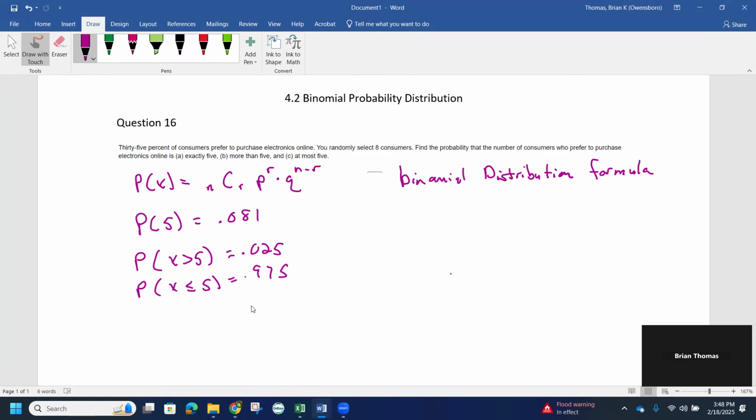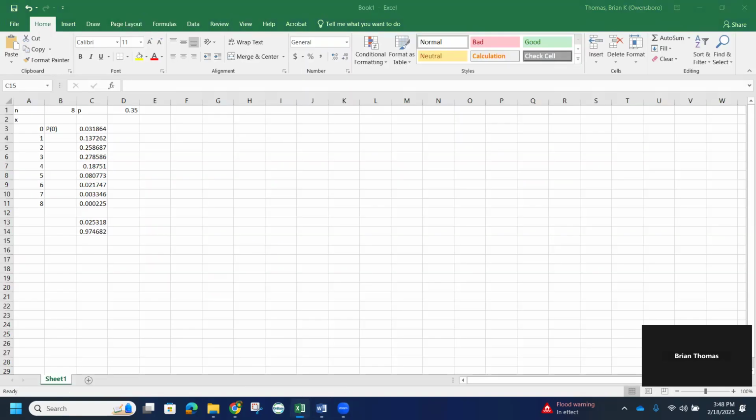So what this is saying is, since there's a 35% chance of them shopping online, the probability that it's going to be 5 or less, there's a 97.5% chance of this actually happening. So, because we're not seeing a huge percentage shopping online to begin with. So that's kind of a way we can do the problem using Excel as opposed to the calculator.